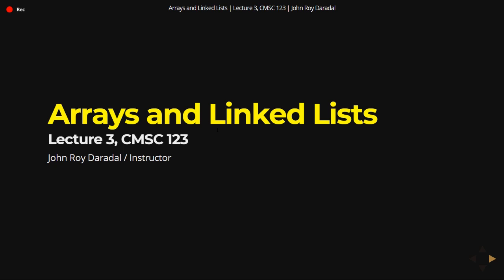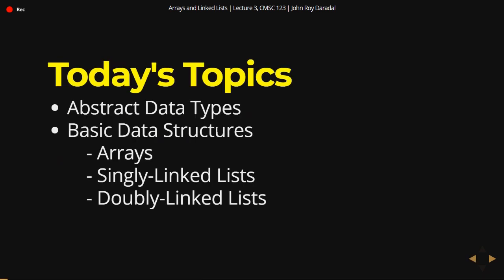Hello, this is Lecture 3 of ComSci 123, Arrays and Linked Lists. In this video, we will discuss abstract data types and the basic data structures that are used to implement them, which are arrays, singly linked lists, and doubly linked lists.